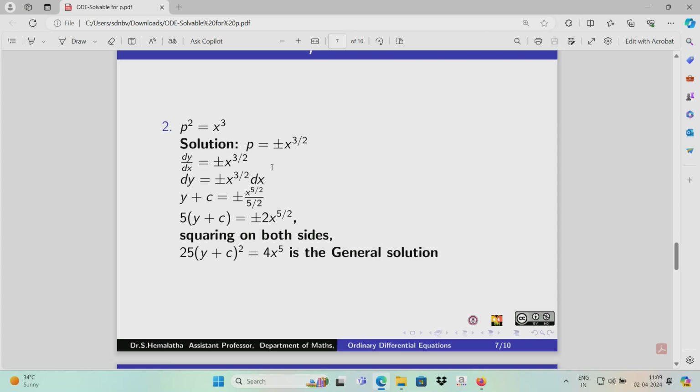When you talk about the integration in the left hand side, it is y plus c. No wonder why I have added a plus c in the left hand side. Integration constant can be made either in the left or in the right accordingly. So right hand side we have an integration x to the power 3 by 2. So apply the integration formula, x power n dx is x power n plus 1 by n plus 1. I will be getting this. Now remove the radicals by squaring on both sides. I will be getting 25(y plus c) whole square equal 4x power 5, which is the general solution of the second problem.